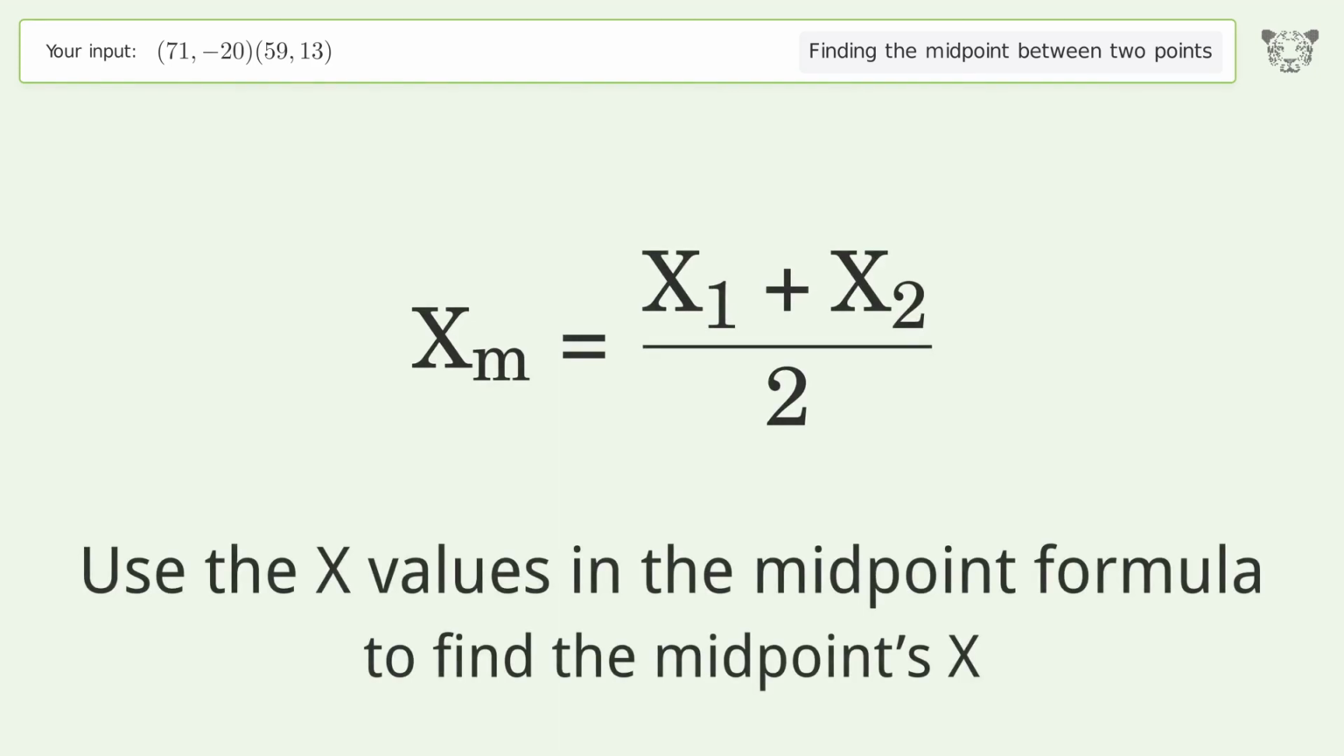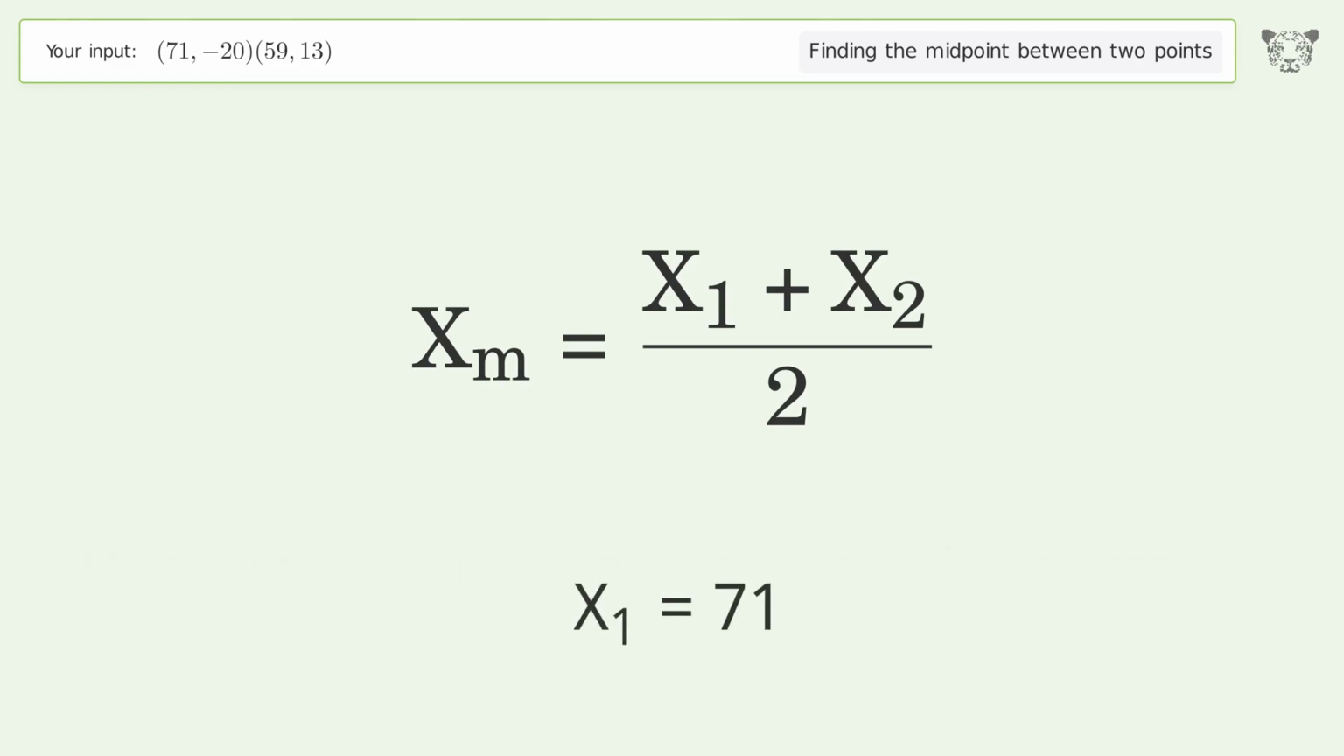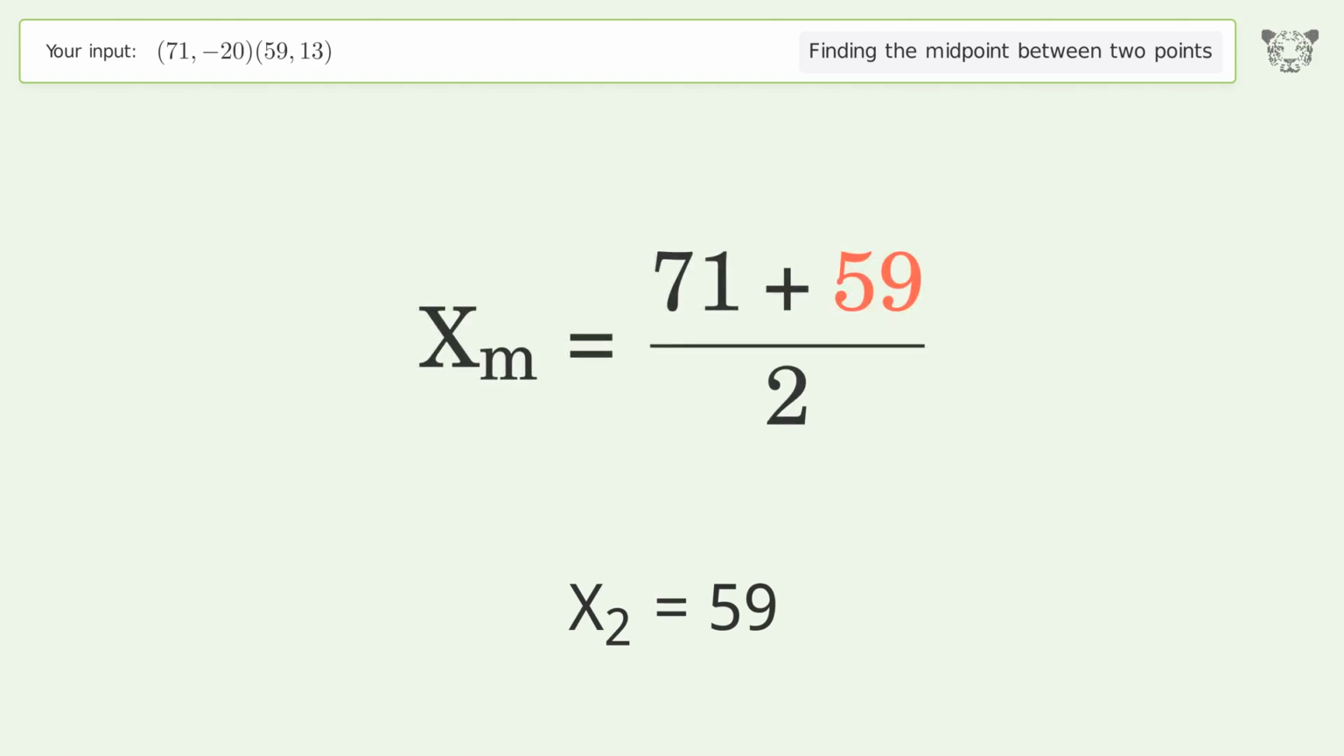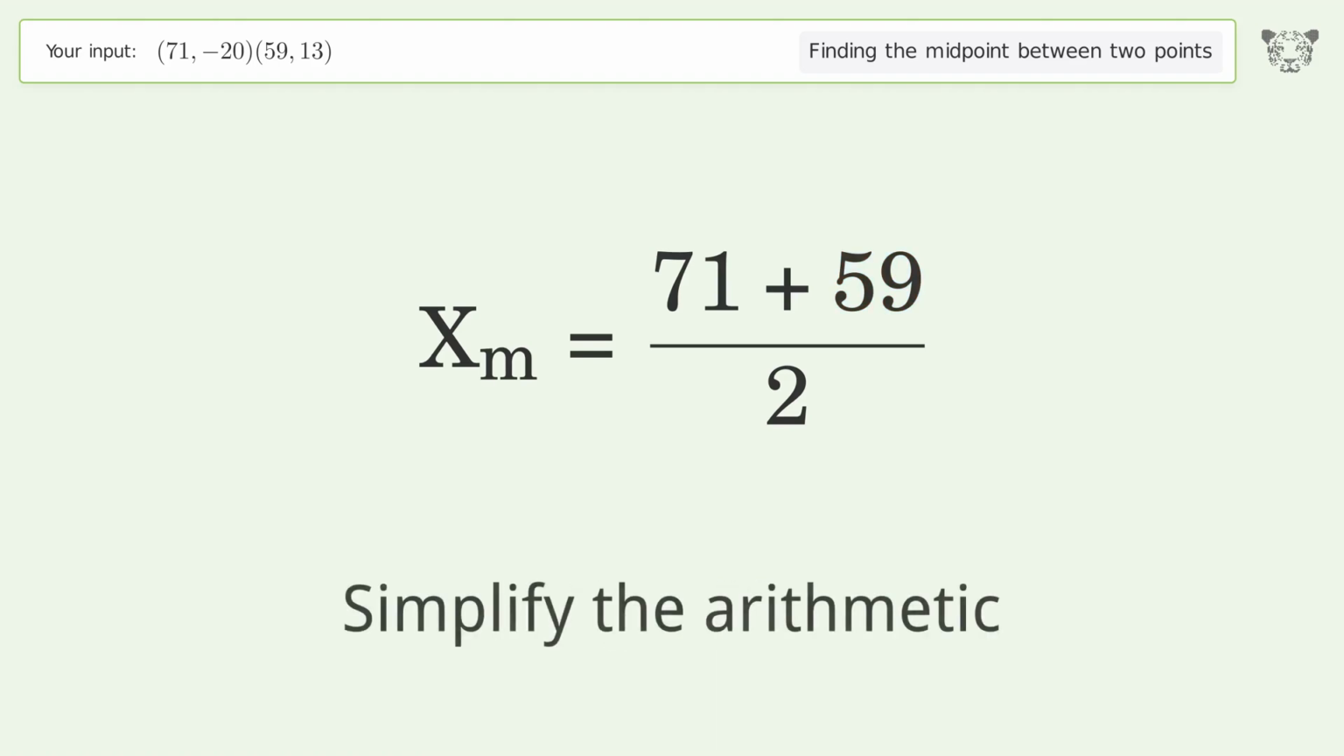Use the x values in the midpoint formula to find the midpoint's x. x1 equals 71. x2 equals 59. Simplify the arithmetic.